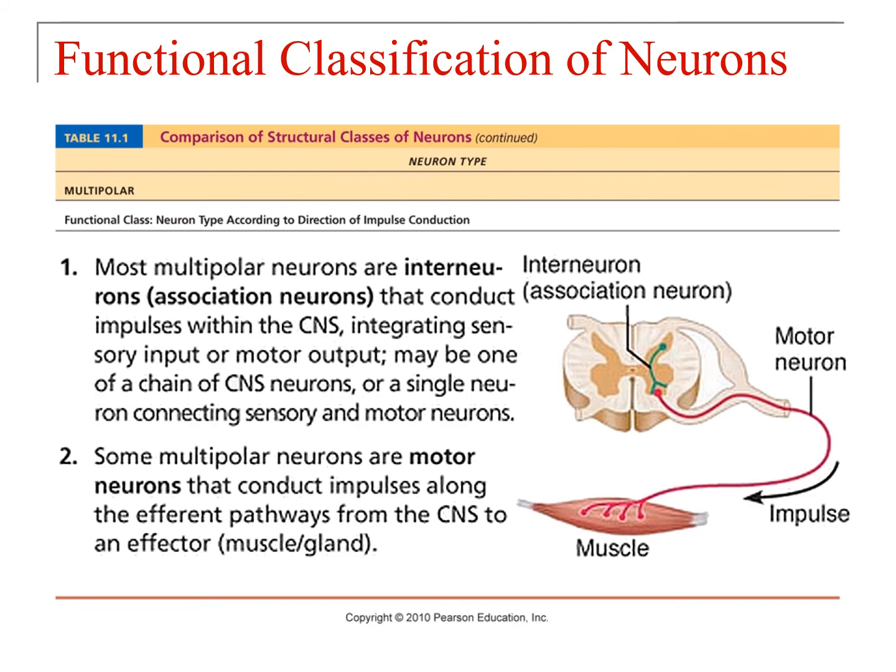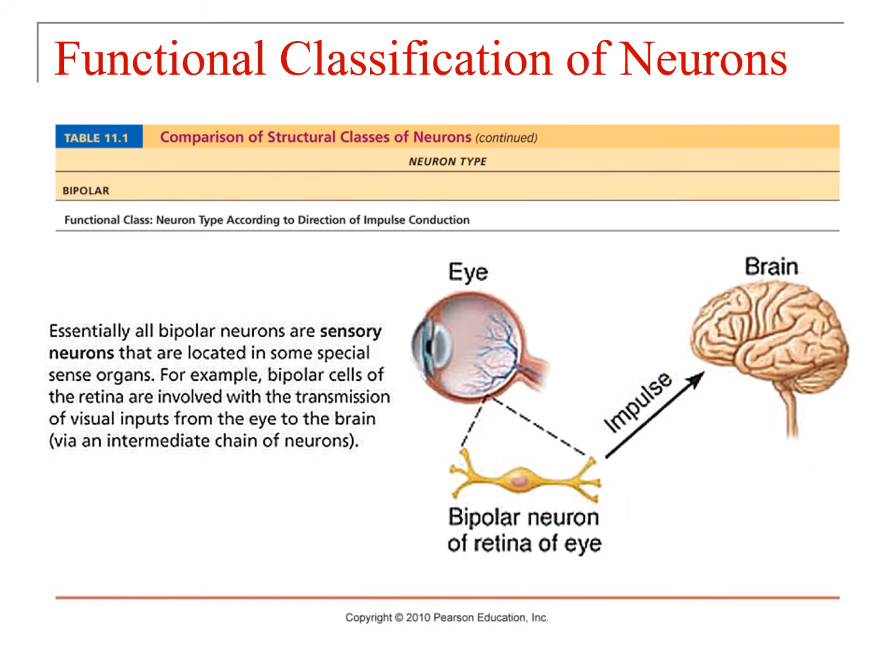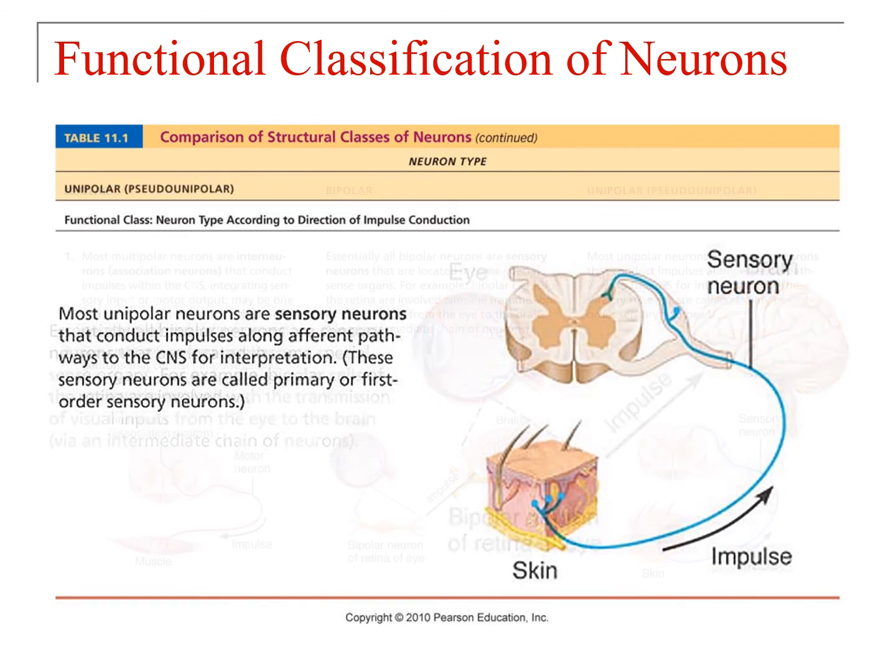Hopefully that makes sense. Again, this is a closer look at bipolar neurons. You're going to find those in the retina of the eye, in the inner ear, and in the olfactory mucosa. This is the sensory neuron that I was talking about.